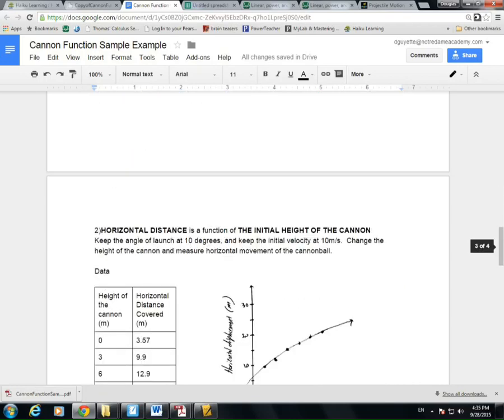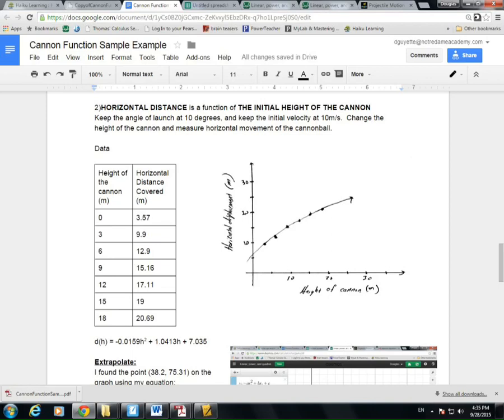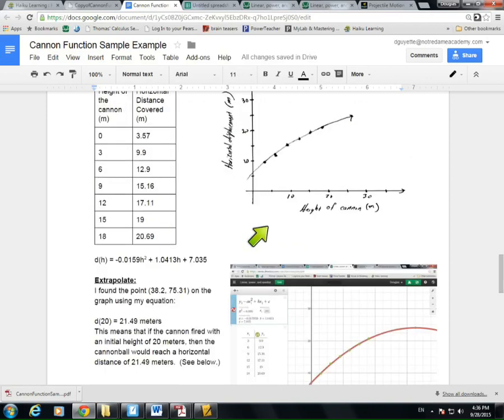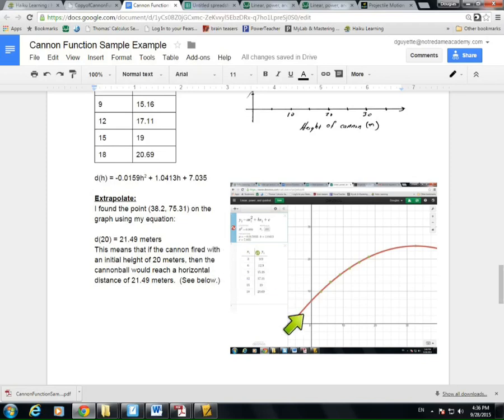So once again, you're going to repeat that for the second function. We have the data table, we have the graph that we made by hand, and we also have now the new work that we did with Desmos. The Desmos put in an equation that's going to model the data as best as possible. So I write that equation here in the document, then I extrapolate. That is, I find another point somewhere on the graph, and this has to be edited as well.